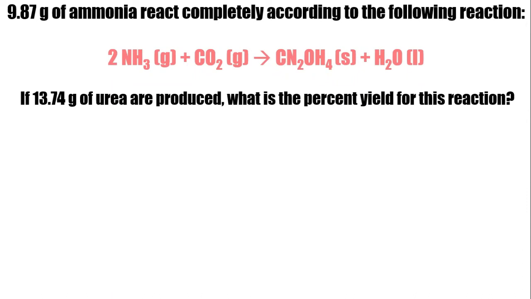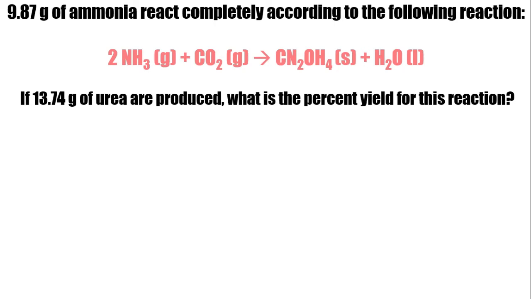So let's have this problem. 9.87 grams of ammonia react completely according to the following reaction. If 13.74 grams of urea are produced, what is the percent yield for this reaction? So let's analyze the problem.